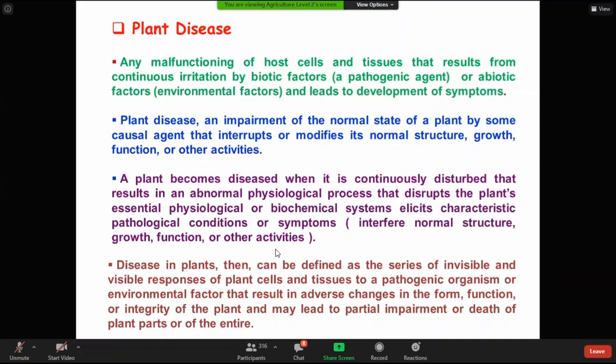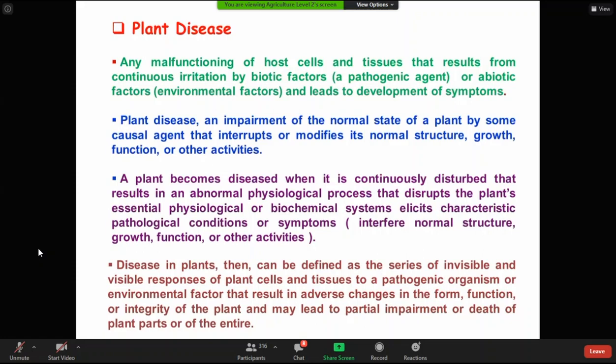Did you get the point? What's the summary of this slide? Yes, sir. Malfunctioning of cell and tissues due to infection by pathogens or abiotic factors.